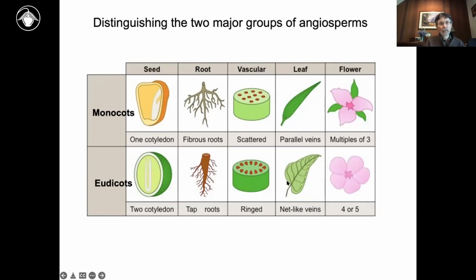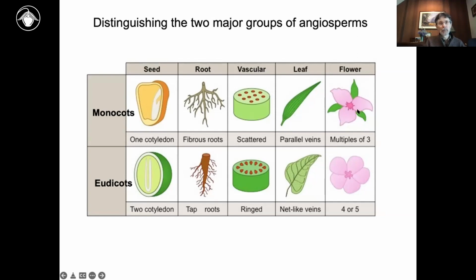So the leaf venation patterns are net-like, this reticulate pattern Susan mentioned in eudicots, whereas in monocots, you typically get this parallel venation of the leaves. But in terms of reproductive parts, which we're talking about now, the main thing to look for is the number of parts in each one of the sets of parts of the flower.